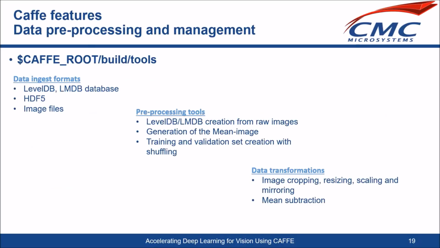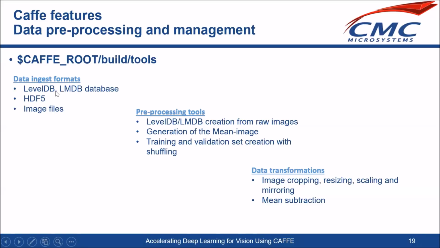Some of the main features of Caffe, the first one I would like to highlight is the data pre-processing and management. When you compile Caffe from source, you have access to a lot of tools that are in binary format, so you can just execute them from build tools. The first feature is the type of data that Caffe can ingest. There are a lot of different formats that you can use.